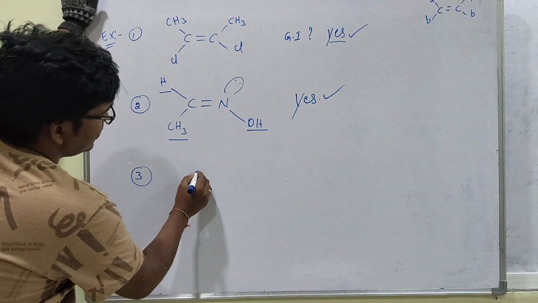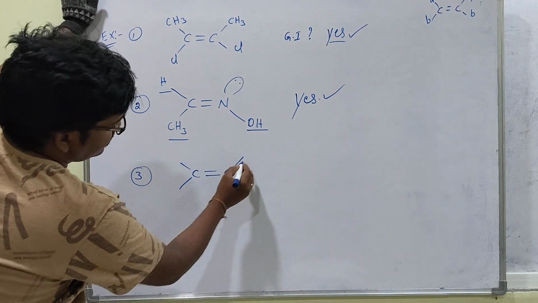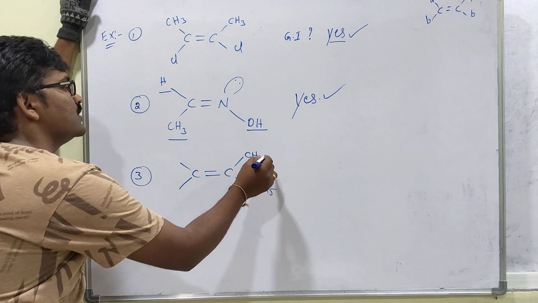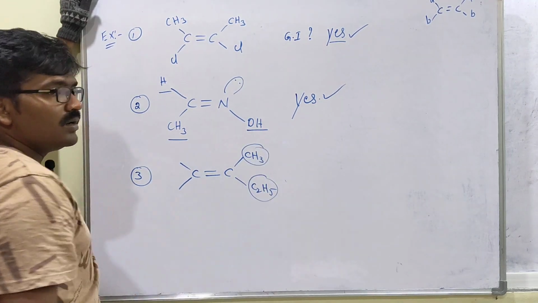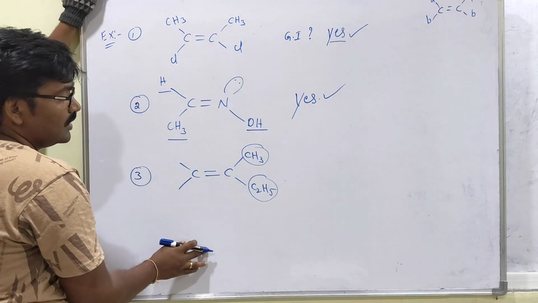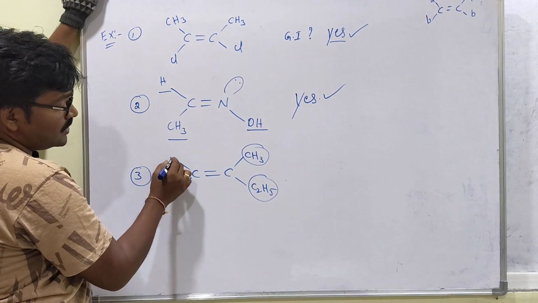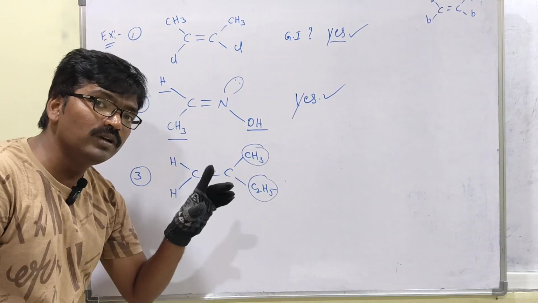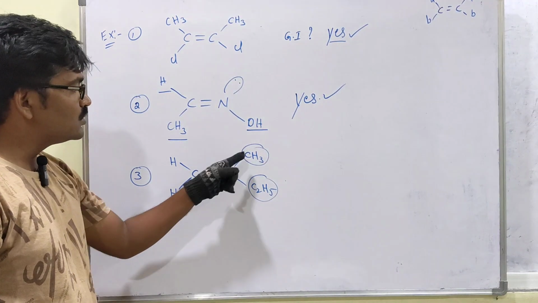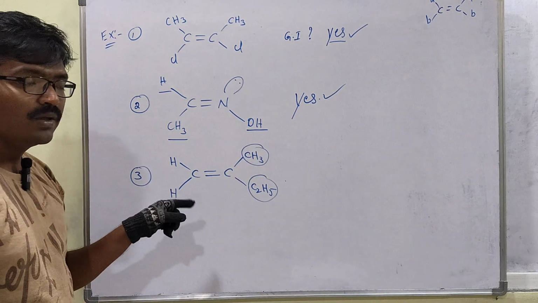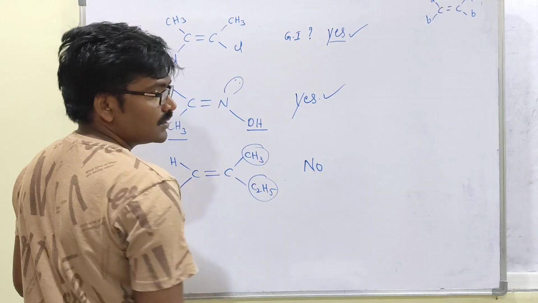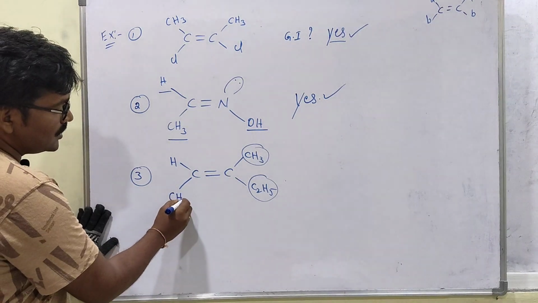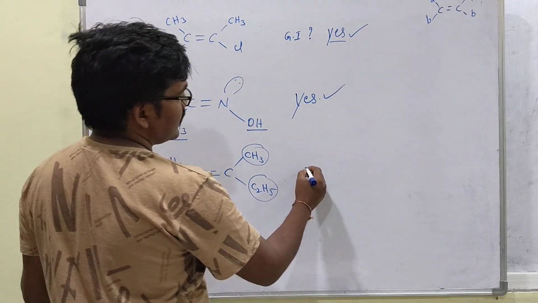Then the third one: C double bond C, with CH3 and C2H5 on one carbon. Two different groups of atoms, yes, right? Then H and H on the other carbon. Is that exhibiting geometrical isomerism? No, it won't exhibit. Each carbon atom must have two different groups or two different atoms. Here two different atoms are present, but here the same atoms are present, so it won't exhibit. But if any one of the atoms is replaced with CH3 or any other atom, then it can exhibit.